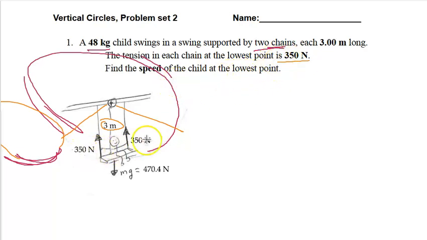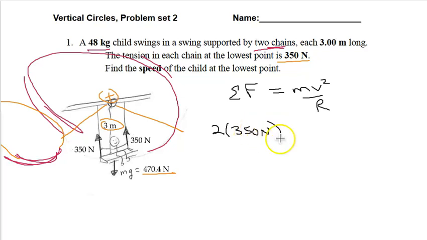And again, you have two of these, 350 newtons. I calculated the weight for you because you all know how to do that. And the center of the circle is the branch. So we have the sum of the forces equals mv squared over r. We have two 350 newtons pulling in. The earth is pulling down, which in this case is out. So negative equals m, which is 48, v squared over the radius of the circle, which is 3 meters.